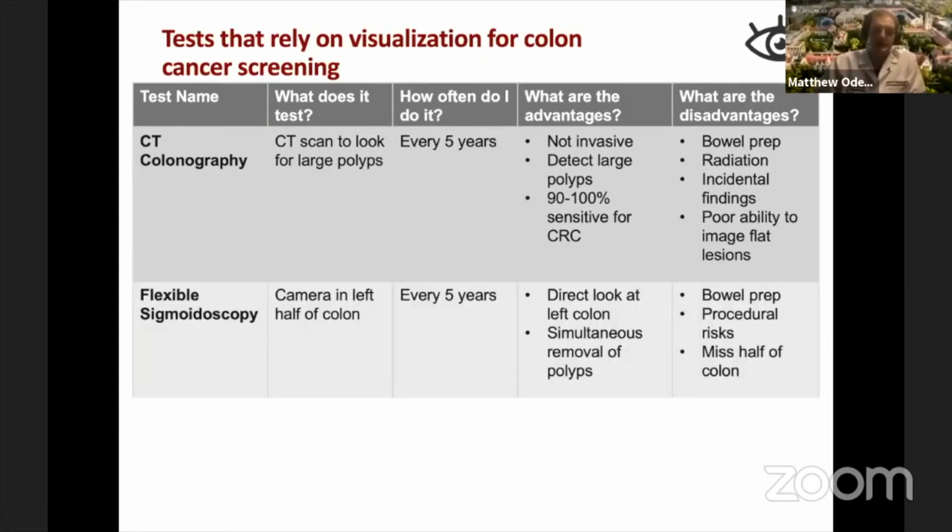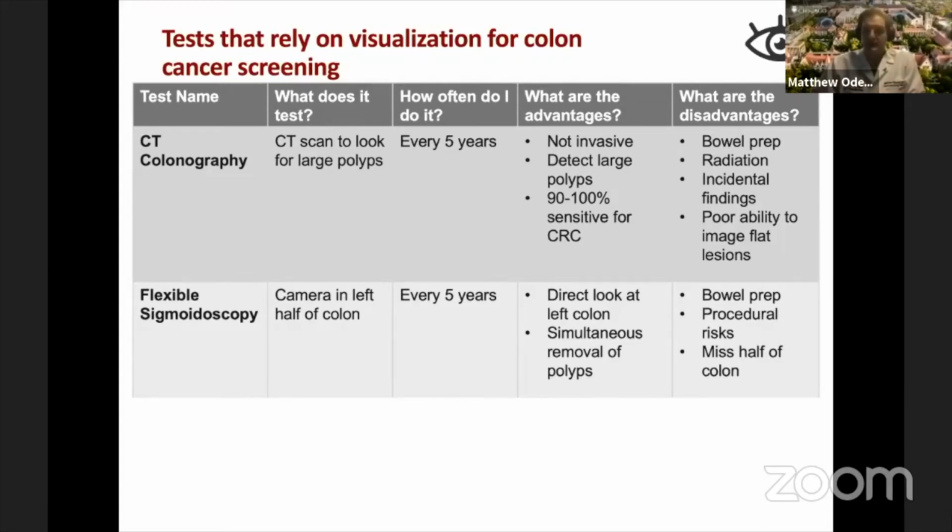So flexible sigmoidoscopy is the next test we'll talk about. And this is similar to a colonoscopy, but it only goes into the very end or the left half of the colon. And if this is negative, we still recommend doing it every 5 years. And the advantage is that this takes a direct look at the left colon, and you can remove polyps and the precursor lesions while you're in there with the scope. This requires a bowel prep. There's procedural risks that we'll talk about in a little bit. And the other main disadvantage is that it misses the entire right half of the colon.